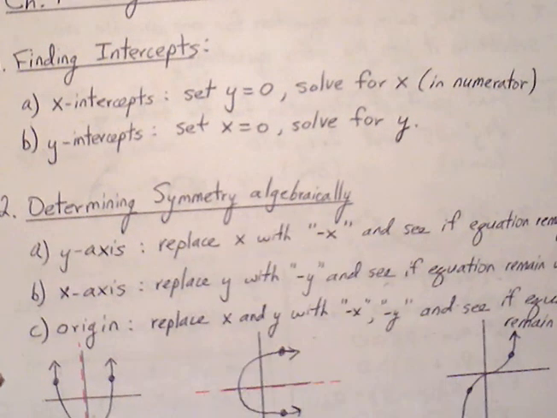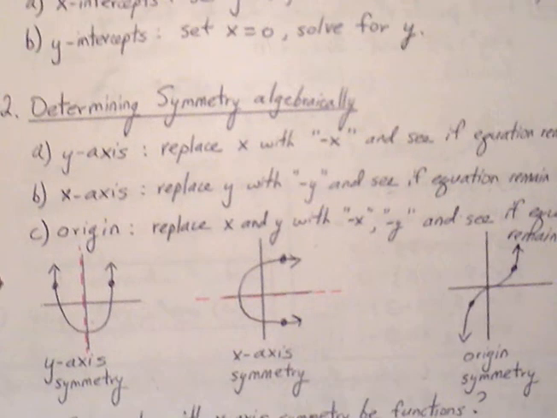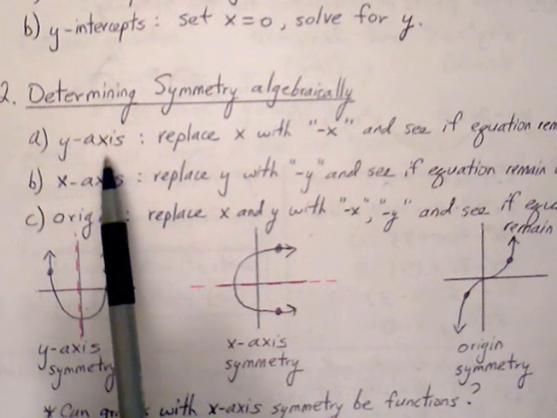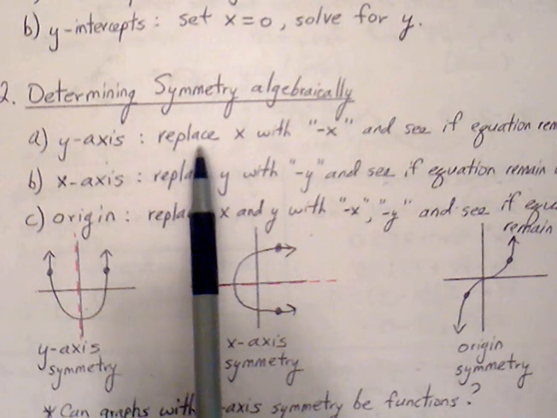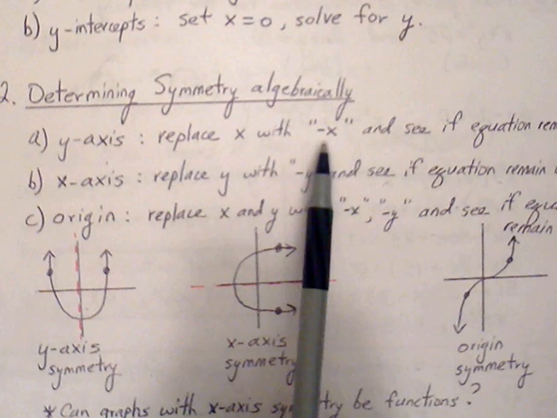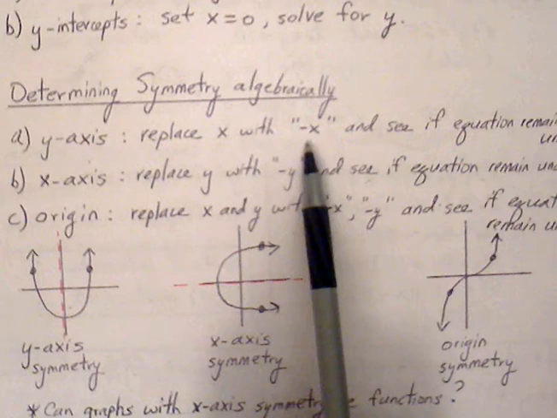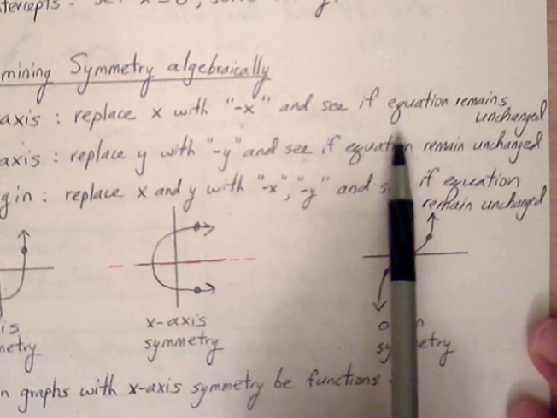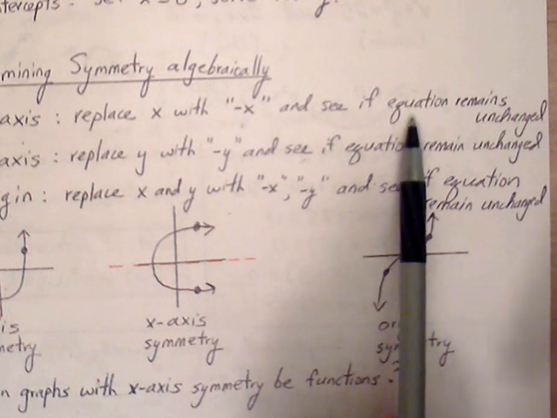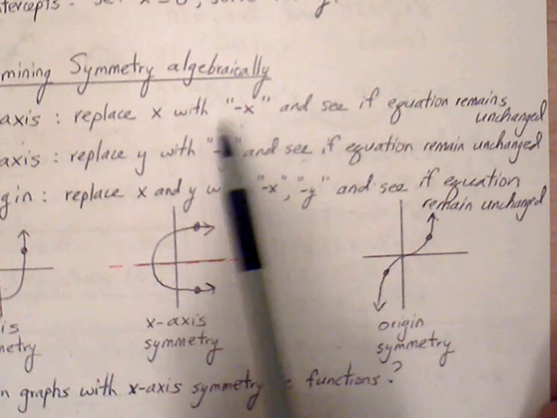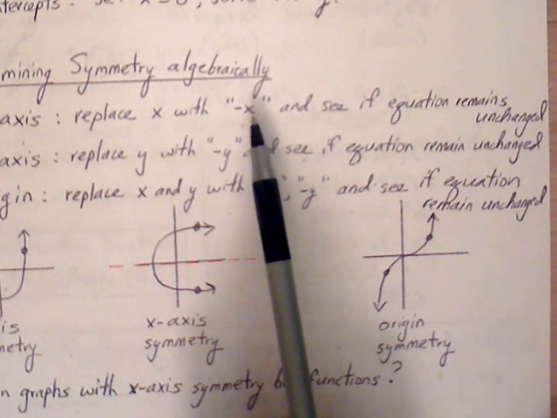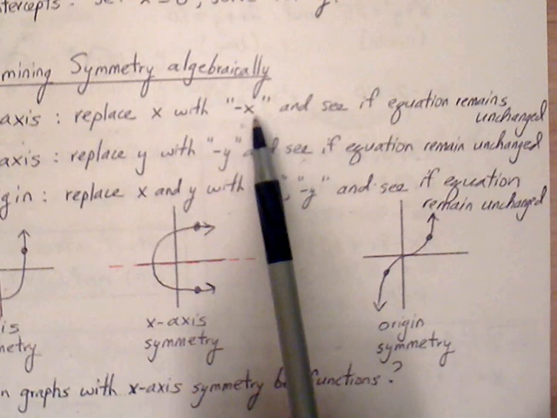Okay. Next, determining symmetry algebraically. If we want to determine whether the graph has y-axis symmetry, algebraically what we do is take all your x values and then replace them with a negative x. And if the negative x goes away, then we know that our equation will have y-axis symmetry because the equation remains unchanged. So basically this will happen whenever you have x being squared, because a negative x will just revert it back to a positive x.